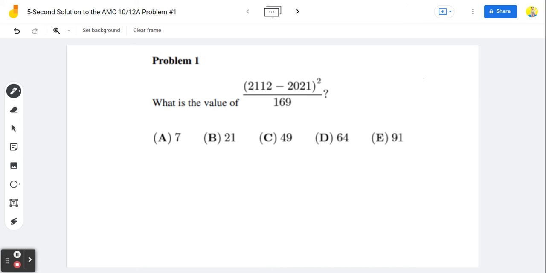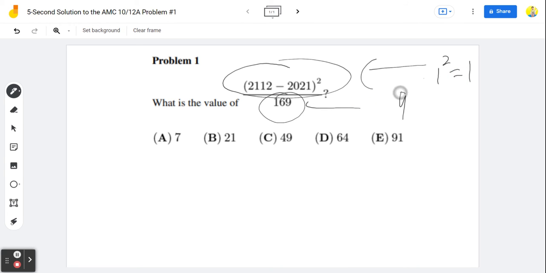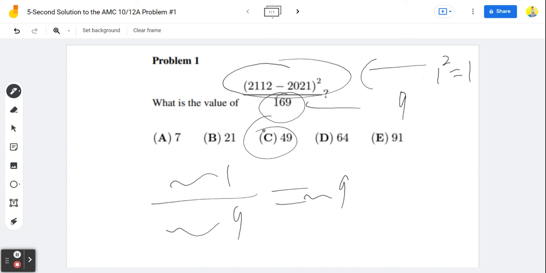Well, in the numerator we see that this has a last digit of 1 squared, or 1, and this has a last digit of 9. And if you divide something with the last digit of 1 by something that has a last digit of 9, the last digit is definitely 9. So the answer is just C, 49, and we are done.